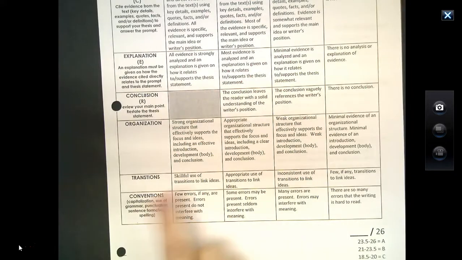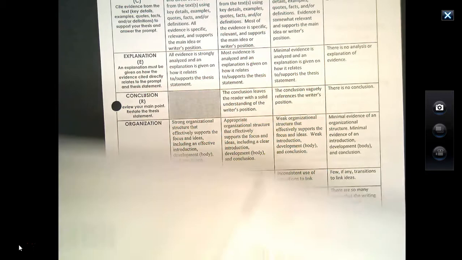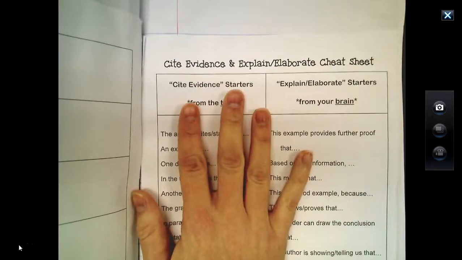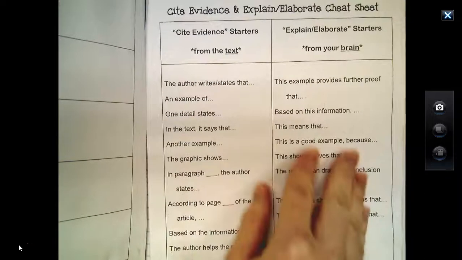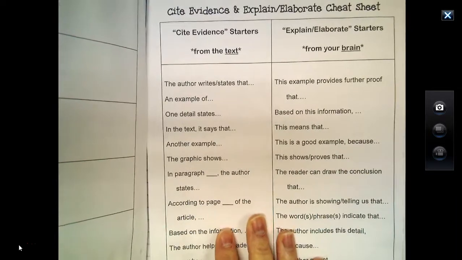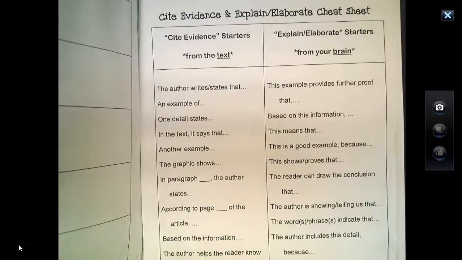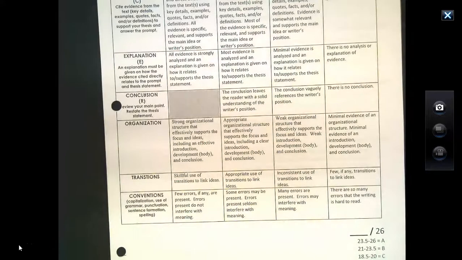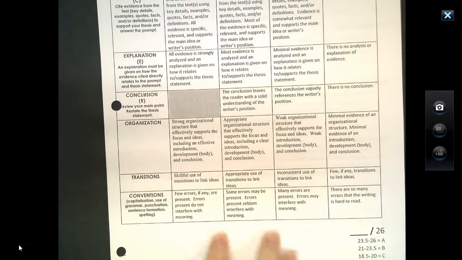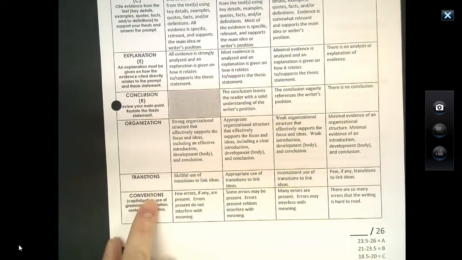You want to check to see, do you have transitions? This could be a transition sheet that your teachers have given you, and this is also your citing evidence to explain, elaborate cheat sheet, because these are some things that also help with transitions. So if you did not put any of these in, when you revise, you need to go back and add some of those. Then you're ready to edit, and that's when you're looking for conventions.